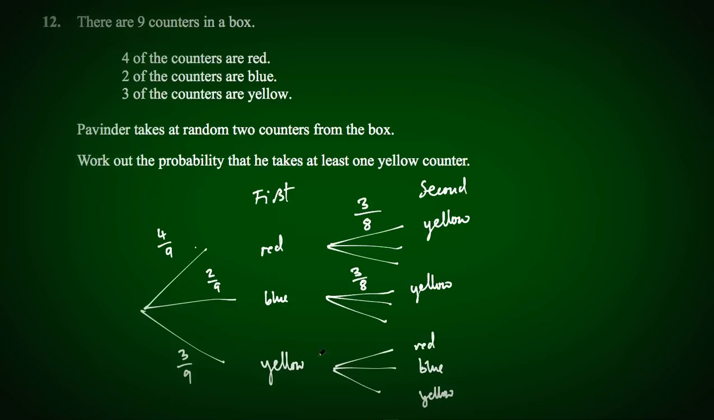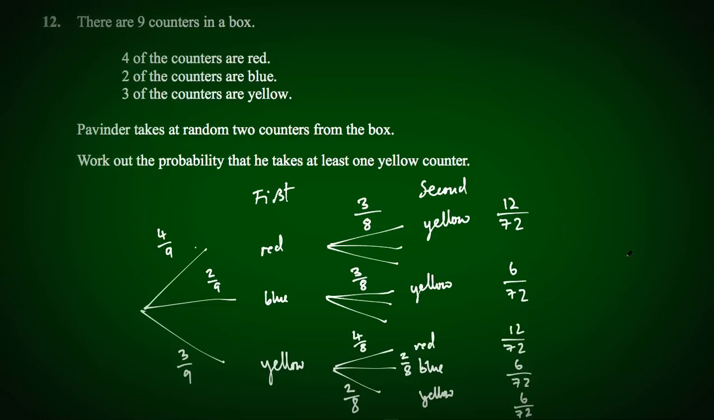So this would be, after taking a yellow one, probability of picking red is 4 out of the 8. Probability of picking blue at this point is 2 out of the 8. And probability of picking yellow is the remaining 2 yellow ones out of 8. So I now need to multiply these and add those probabilities together. So 4/9 times 3/8 is 12 over 72. 2 times 3 is 6. 8 times 9 is 72. 3 times 4 is 12. 8 times 9 is 72. And again, 3 times 2 is 6 over 72.